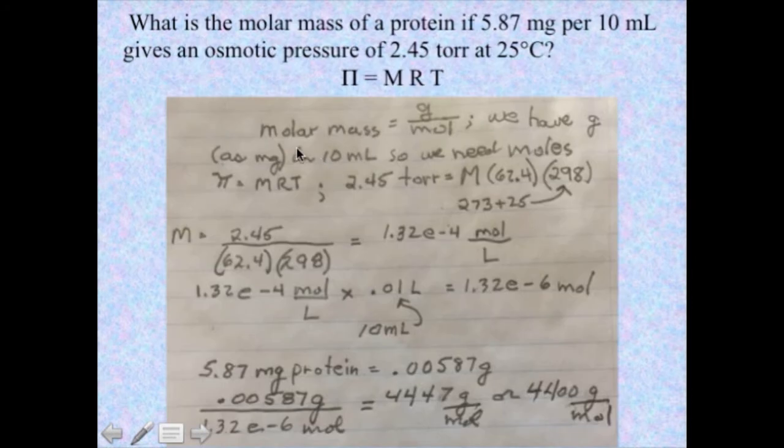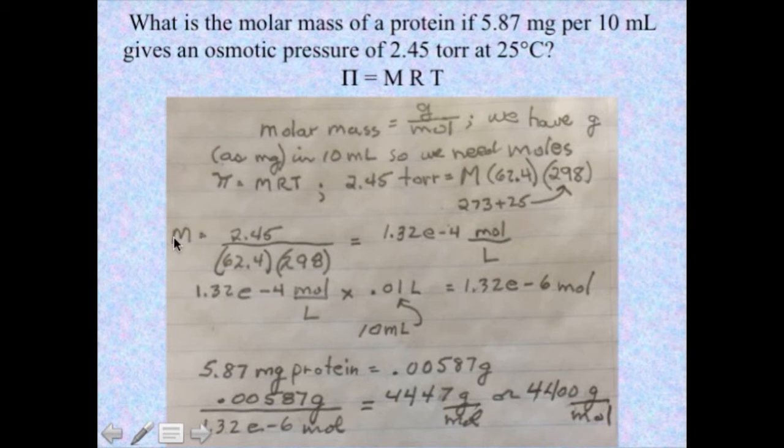Okay, here we go. The molar mass is what we're looking for. That's grams of solute per mole. We have grams as milligrams in 10 milliliters. So we need moles. Pi equals MRT, and pressure is given as 2.45 torr. So we're going to use 62.4 for R, and 298 after we add 25 to 273.